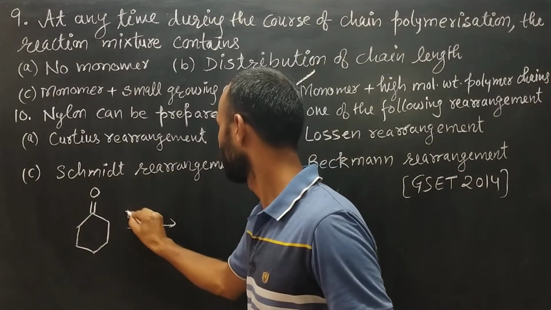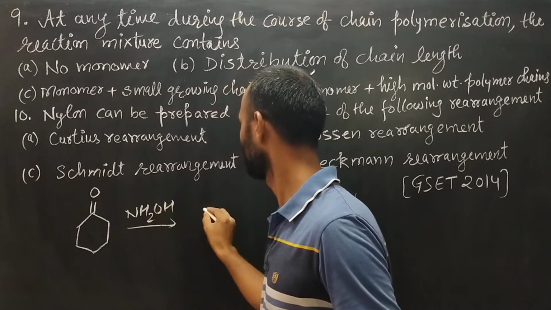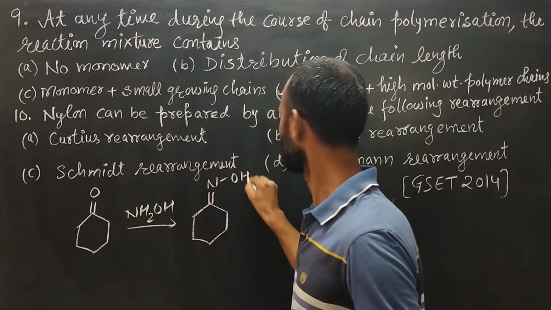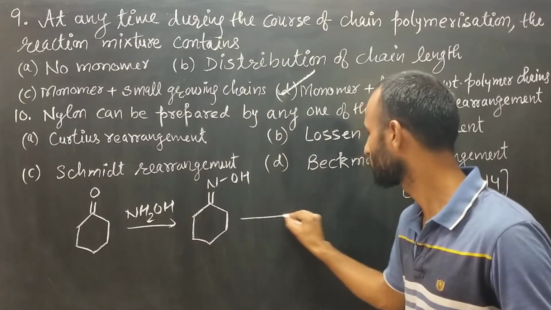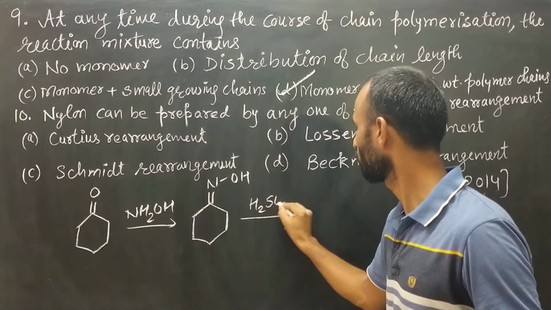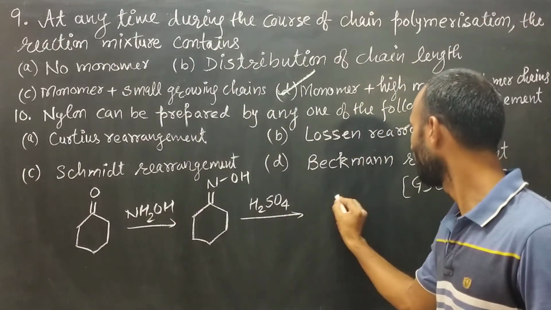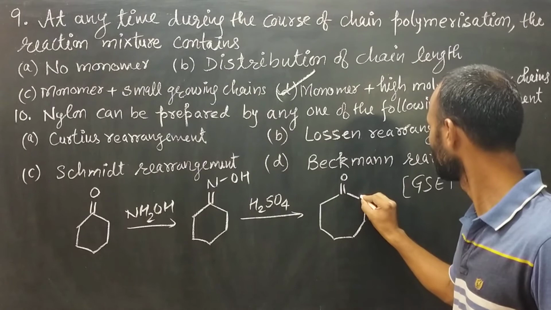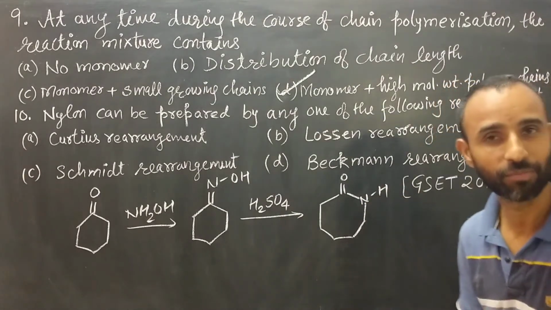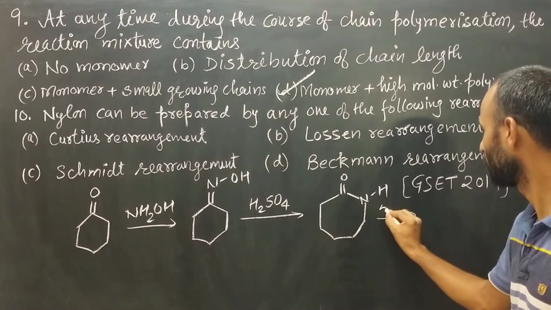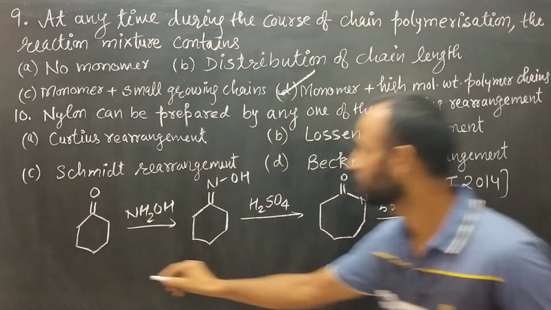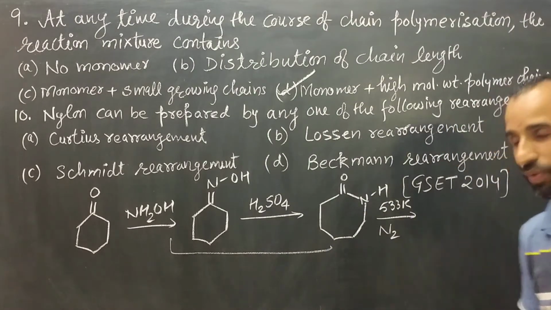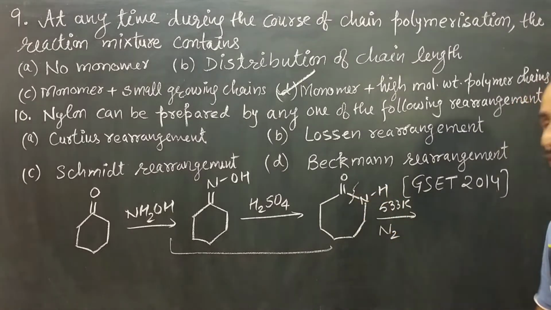Cyclohexanone will react with hydroxylamine and we get cyclohexanone oxime. Then the oxime, in the presence of H2SO4, undergoes rearrangement and we get the product caprolactam. When heated at 533 Kelvin, up to this is the Beckmann rearrangement, and then in an inert atmosphere it breaks from here.